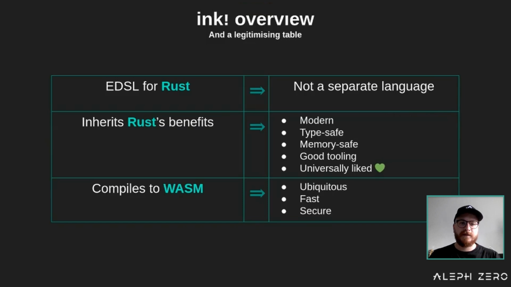So not all EDSLs are created equal, and Ink is on the more minimalist side, let's say. So it doesn't add any fancy constructs. It's just a subset of Rust and some macros that you'll need to include. But on account of being essentially a subset of Rust, it inherits Rust's benefits. So being modern, really, this is a well-researched language with a lot of modern features.